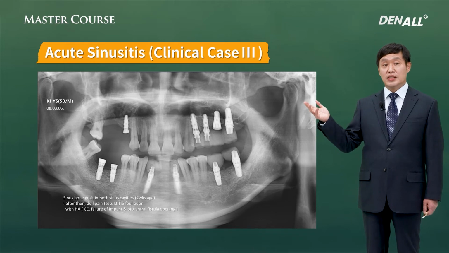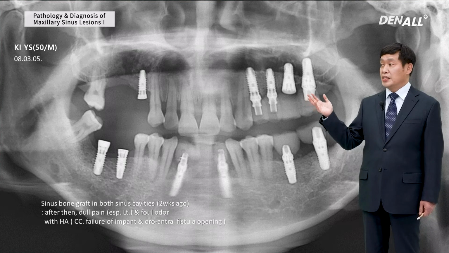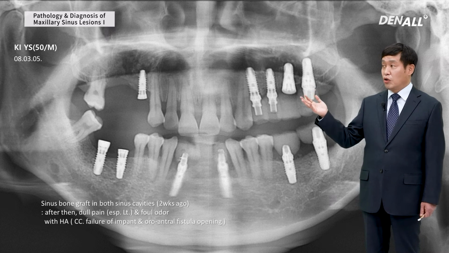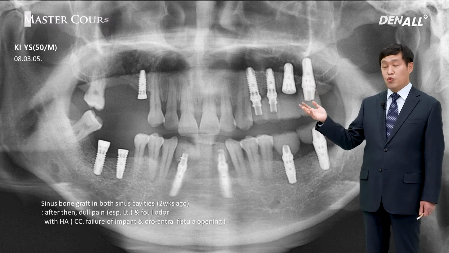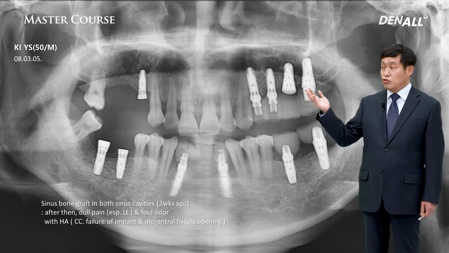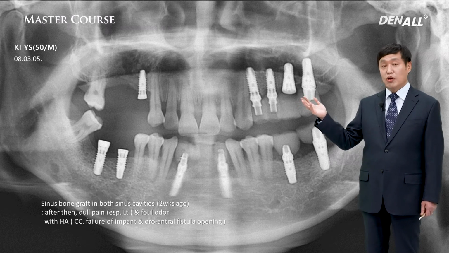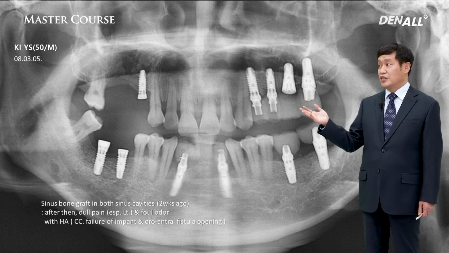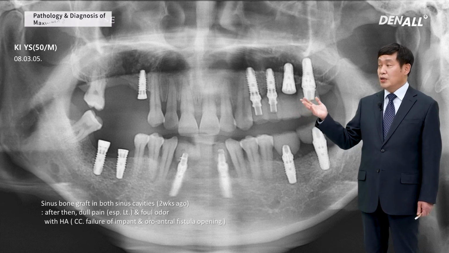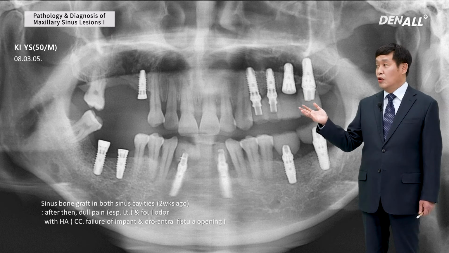This is the third case. The patient was referred because of acute sinusitis. At the initial visit, the patient's chief complaint was related to sinus graft and implant placement on both sides received in Seoul. After 2 weeks, in the upper right, the implant failed, and the patient complained of an oroantral fistula. When I was looking at the patient's history, the patient was referred to me because of implant failure on the right side.